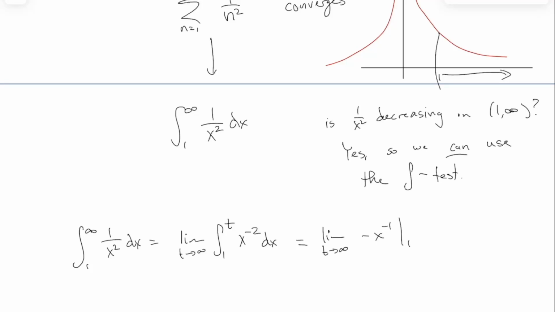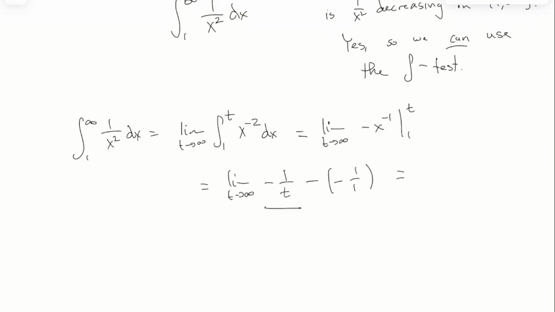Okay, and then I got to plug in 1 and t. The limit as t goes to infinity of minus t to the negative 1, maybe I'll write it as 1 over t at this point, minus 1 over t, minus negative 1 over 1. And this part here, when I do the limit, finally becomes 0. And so my whole answer is just that other thing, negative 1 over 1, which is 1. All right?